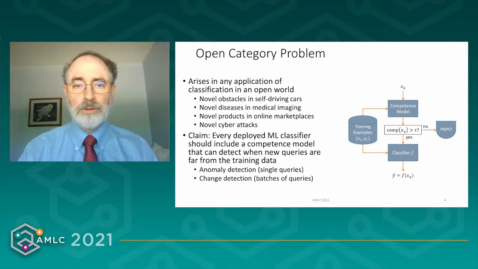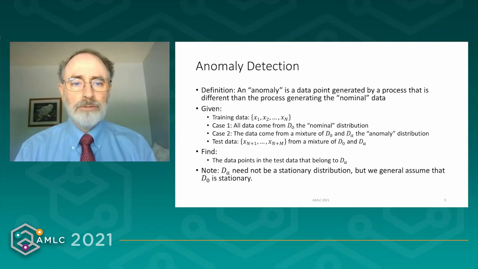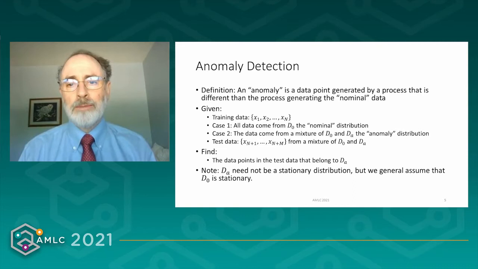Okay, so how do we define anomaly detection formally? In the literature, there's been a lack of precision. And the definition that we have settled on is that an anomaly is a data point that was generated by a process that is different than the process that's generating the nominal data. So we'll talk about nominals being the known categories of objects, and anomalies or aliens being the new categories.